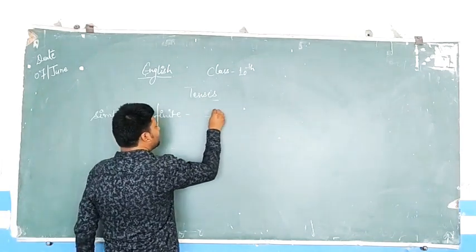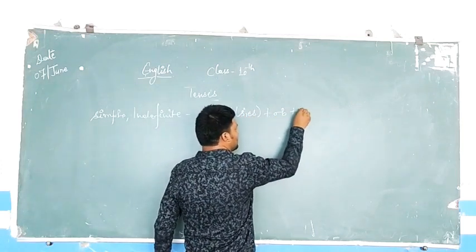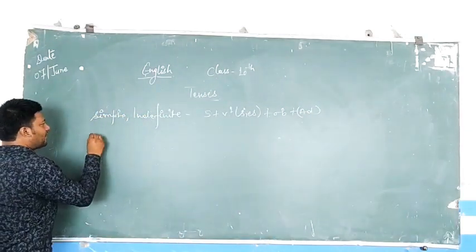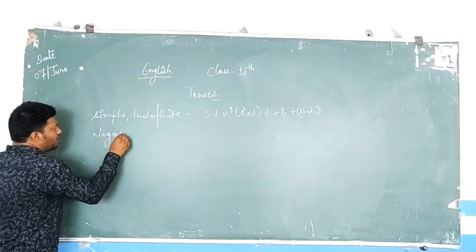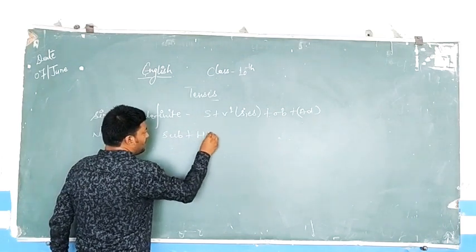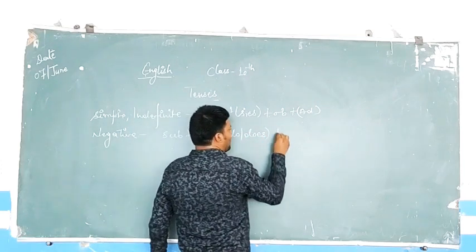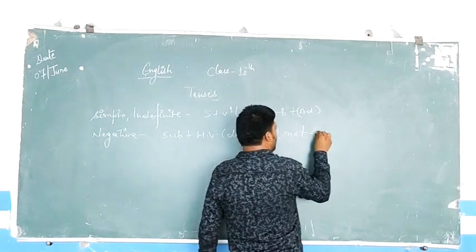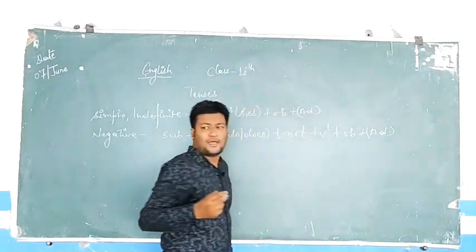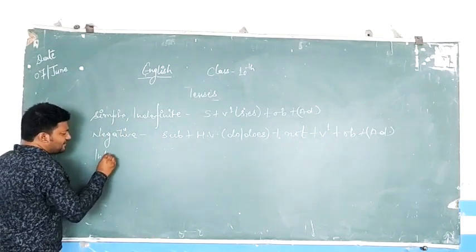Simple sentence: subject plus verb first form, S or ES, plus object plus adverb, which is optional in any sentence. Next comes the negative sentence. So what is the formula of the negative sentence? It's subject plus helping verb, that is do or does, plus not, plus verb first form plus object plus adverb.